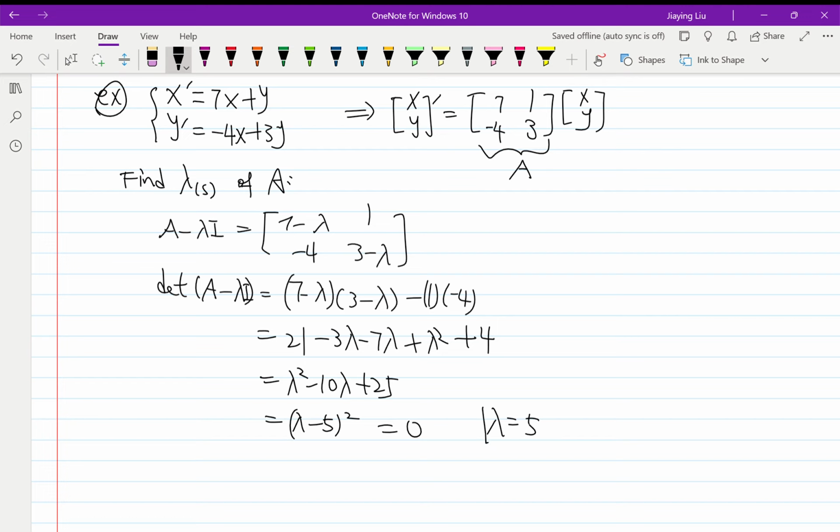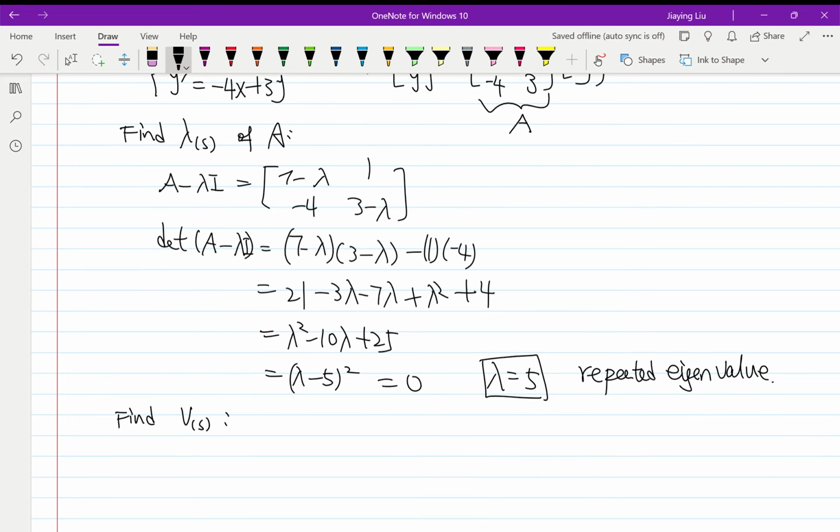Again, this is just like before. This is a repeated eigenvalue problem. Okay, maybe we can find two different eigenvectors. I don't know, right? But assuming we can find two eigenvectors, let's just use the eigenvalue to find them. So find eigenvector, maybe eigenvectors. So we need A minus lambda I, for lambda equals 5.